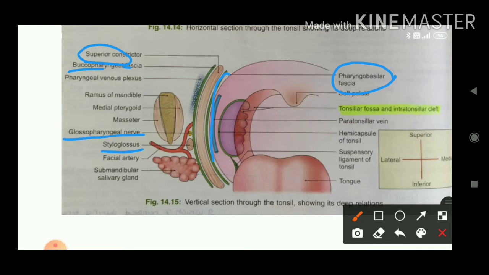So what are the structures related to the lateral surface from inner to outer side? This mainly constitutes the tonsillar bed. Again, a quick revision: pharyngobasilar fascia, superior constrictor, buccopharyngeal fascia, styloglossus, and glossopharyngeal nerve.